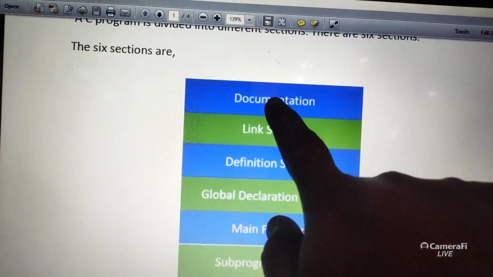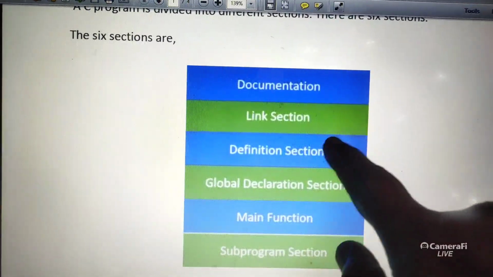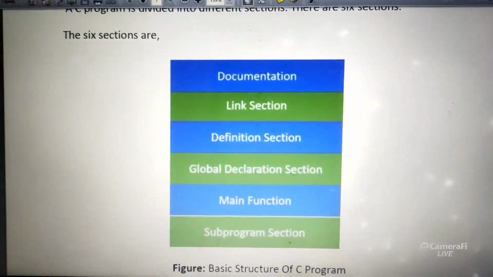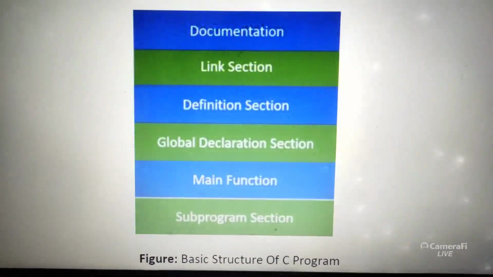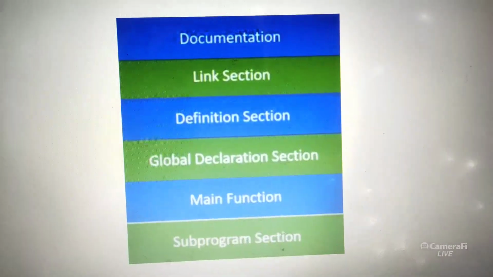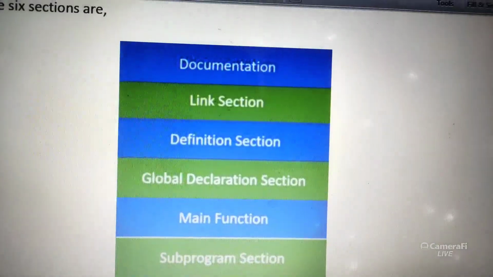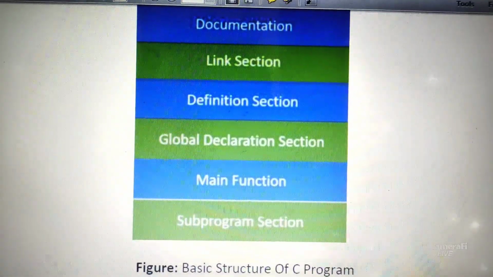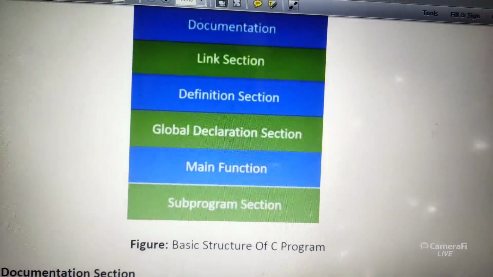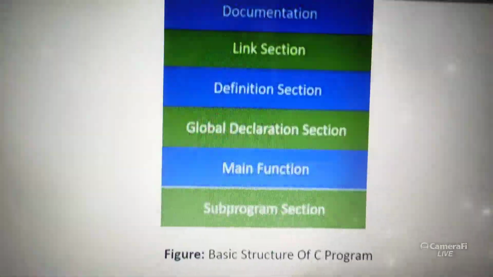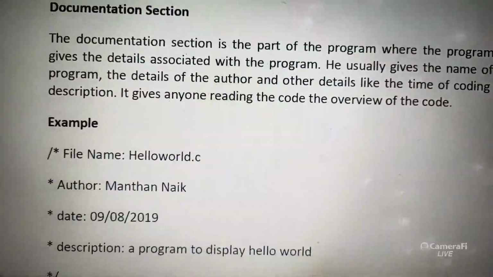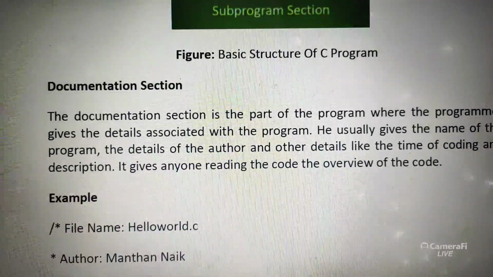How many sections will be there in a program? There are 6 sections within a C program. The same structure can be used in C++ also, but according to C: document section, link section, definition section, global declaration section, main function, and subprogram section. Each section is given with a description of what will be there in that section. If you place something, it comes under that section.